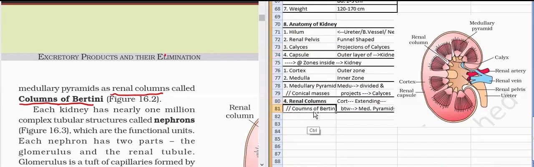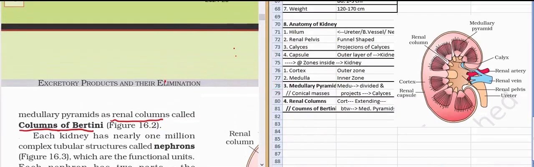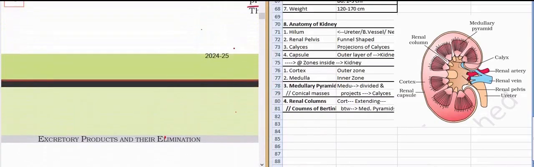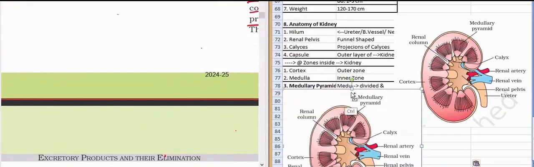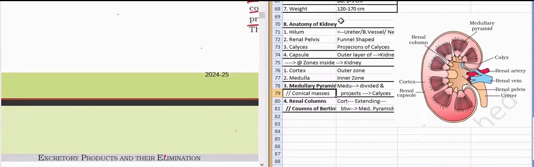Renal columns are columns of Bertini; medullary pyramids are also known as conical masses. This is where people get confused. They forget about the conical masses. Conical mass means cone type. They are nothing but pyramids. Conical masses are nothing but medullary pyramids. Hope you understood the topic. So understand this.